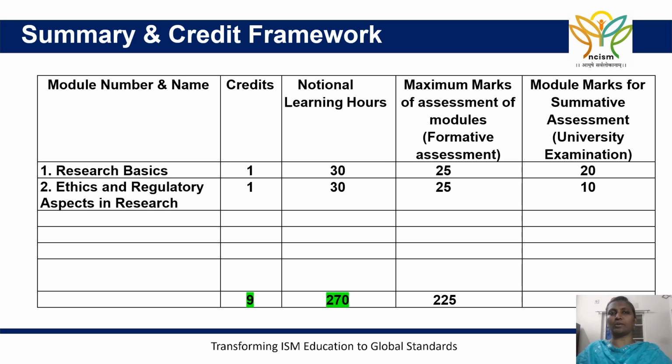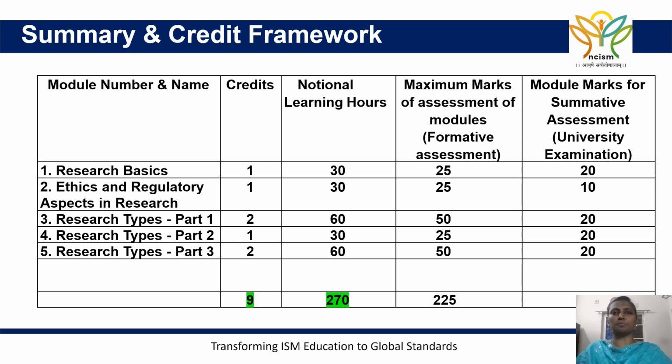Module 2, Ethics and Regulatory Aspects in Research. Module 3, Research Types Part 1. Module 4, Research Types Part 2. Module 5, Research Types Part 3. And Module 6, Research Communication. Out of these, Module 1, 2, and 4 have 1 credit each, and the 3 modules have 2 credits each, making a total of 9 credits. The other columns denote the corresponding notional learning hours and the marks allotted in formative and summative assessment as per the credits.